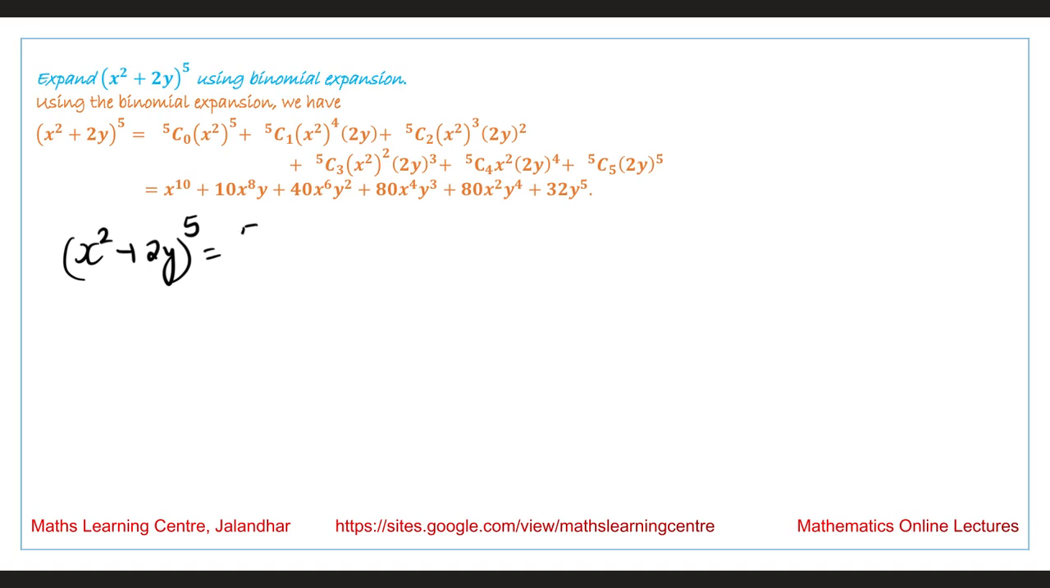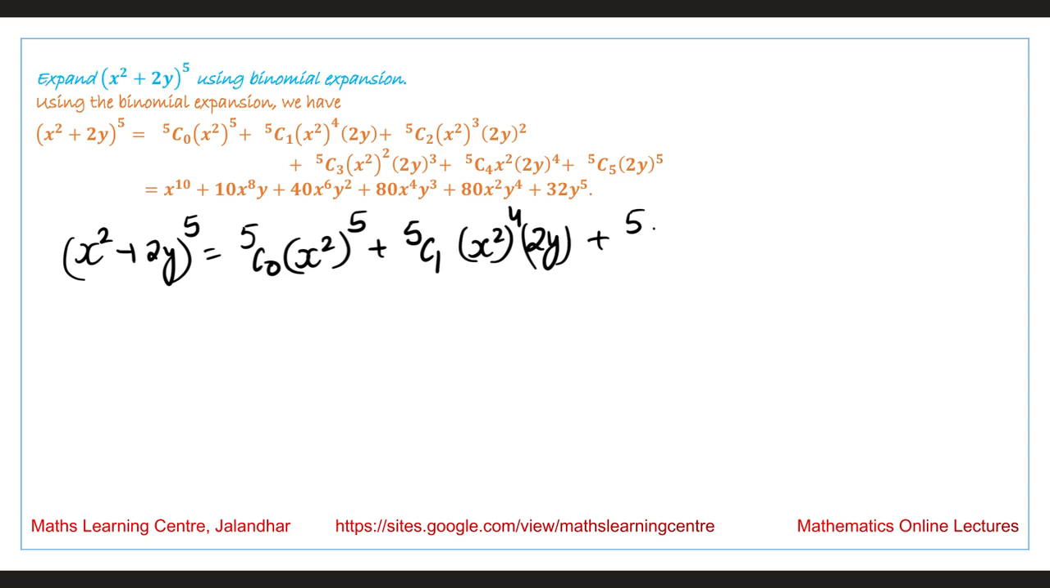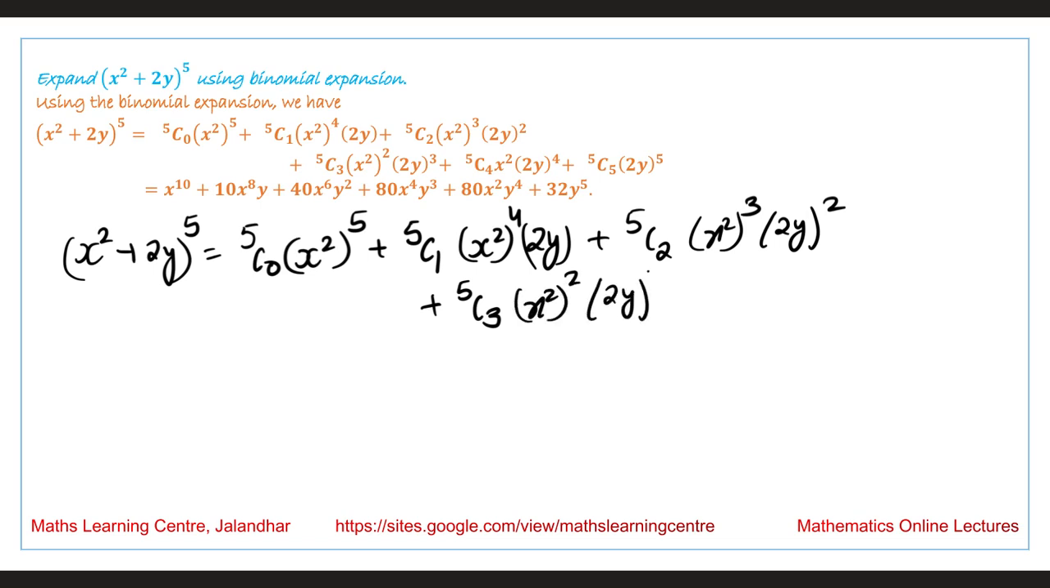Or another way: we have 5C0 (x square) raised to the power 5. The next term will be 5C1 (x square) raised to the power 4 and (2y) raised to the power 1. Next is 5C2 (x square) raised to the power 3 and (2y) raised to the power 2. Next is plus 5C3 (x square) raised to the power 2 and (2y) raised to the power 3. Next is plus 5C4 (x square) and (2y) raised to the power 4.